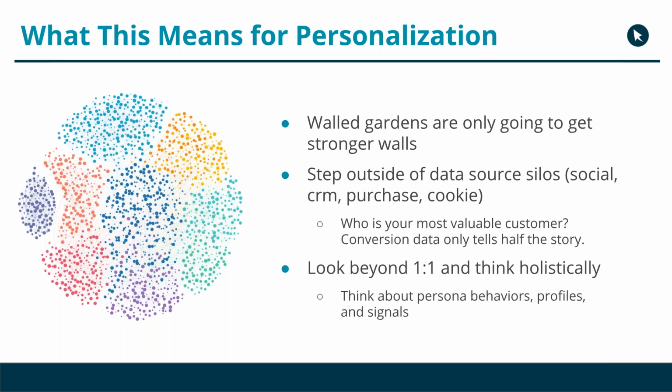And to apply that to this last bullet here, think beyond one-to-one, think holistically, and look at what your audiences are telling you that is going to help you drive strategy. Think about these people as personas, their behaviors, their profiles, and use those as signals to drive your strategy all the way from your marketing to your audience creation, to your activation, to your creative, using that essentially as a currency.